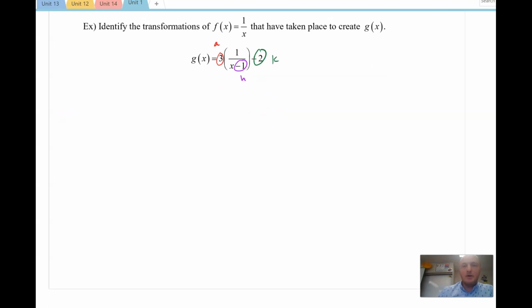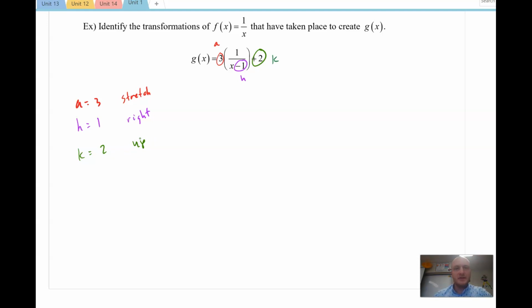All right, so a value is equal to 3. I know that that's going to be a stretch, right? Because it's bigger than 1. And I have an h value that is equal to positive 1. I know I'm going to the right 1 unit. And I have a k value that is positive 2. So I'm going up 2 units, okay? And that is it.